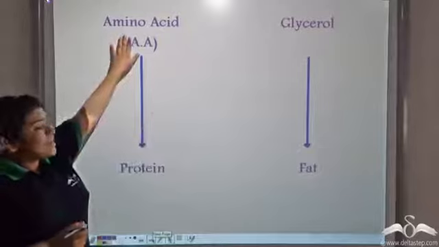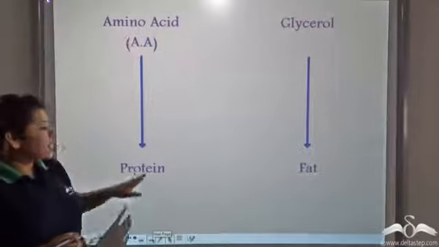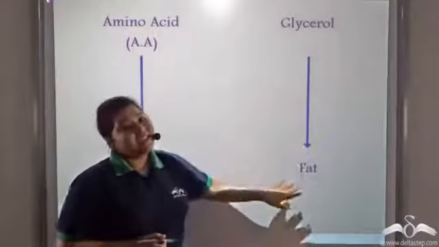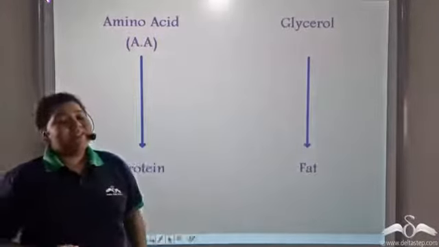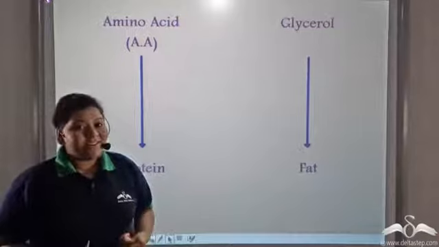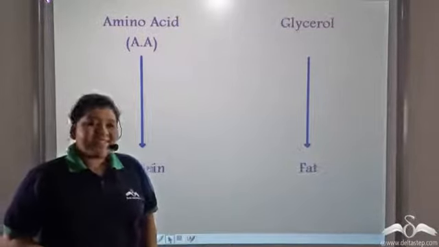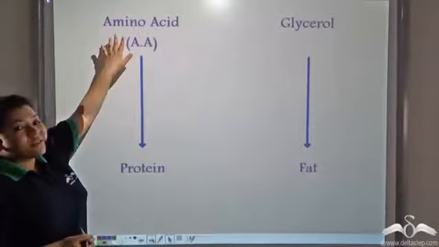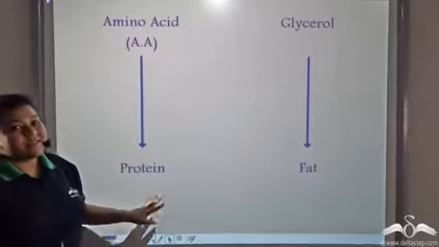Now, amino acids get converted to proteins and glycerols get converted to fat. Now, can you tell me the source of energy? Yes, ATP helps in these conversions from the constituents to the final product.